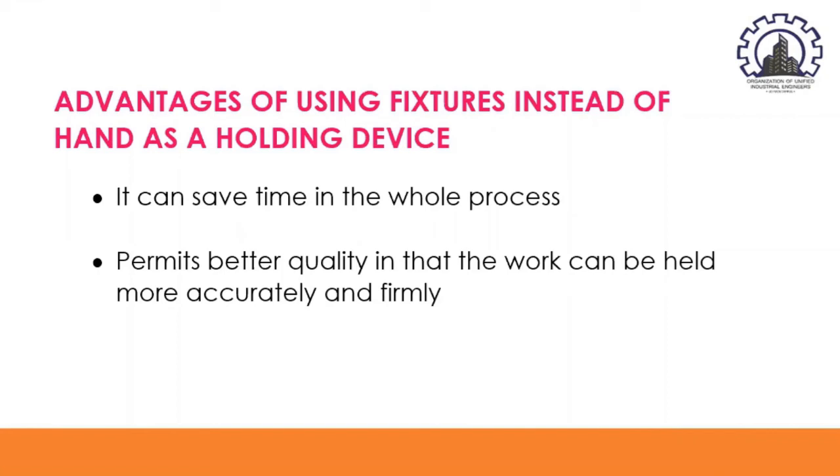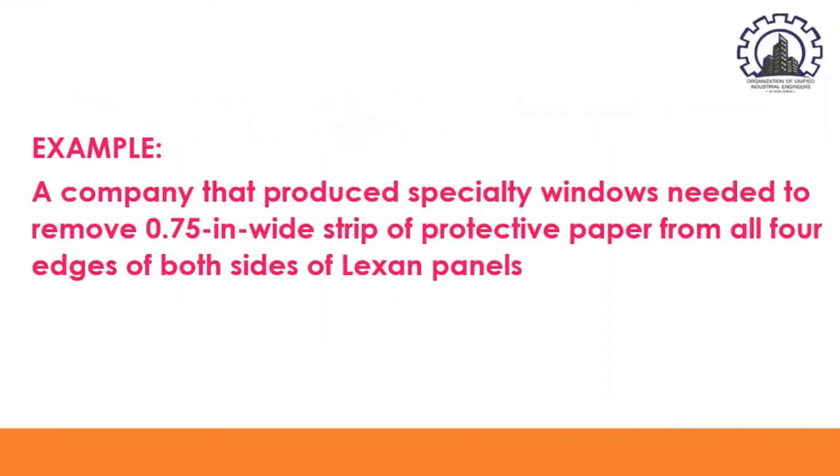Next, it permits better quality in that the work can be held more accurately and firmly. Why is that? A fixture, as we all know, is a fixed device. We cannot deny that when we use our hands to hold the workpiece, we tend to shake because it is our reflexes. Our hands are not stable enough to hold the workpiece while the dominant hand is doing other operations. When we use a fixture, it is already fixed and steady, and it can securely hold the workpiece without it being shaken, thus a more accurate end product.